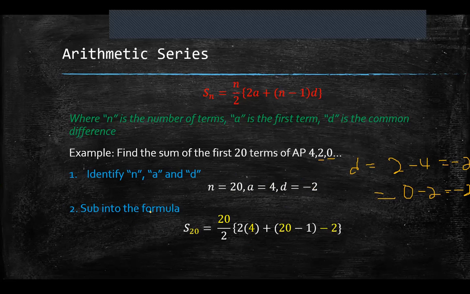Second step, and your final step: substitute all these values into your formula. So S of 20 means the sum of the first 20 terms, because that's what I want to find. So S20 is equal to 20 on 2. Instead of putting n, I put 20. 2a, instead of putting a, I put the 4 because I know that a is 4. N minus 1, we just said n is 20, and then d we found is minus 2. Simplify, get your answer. That's it.